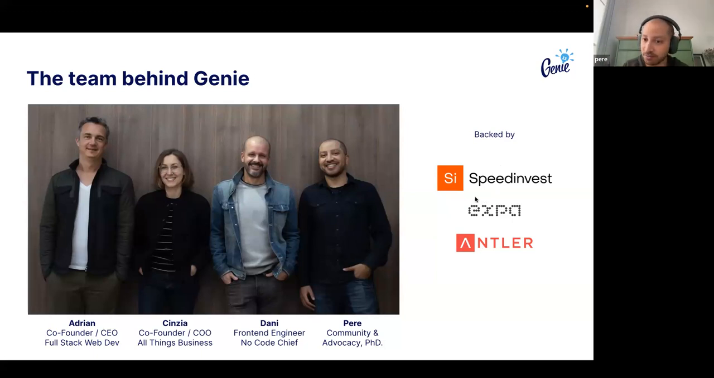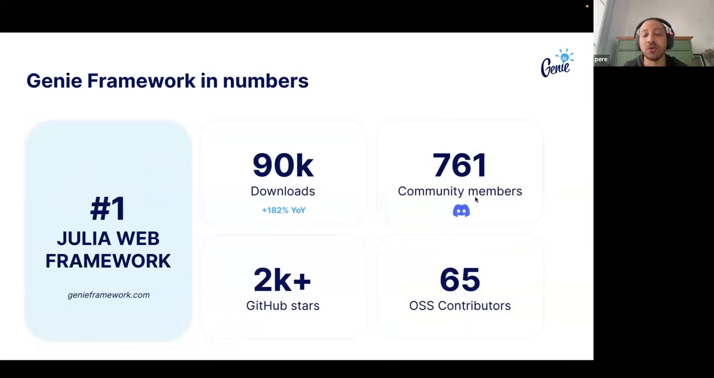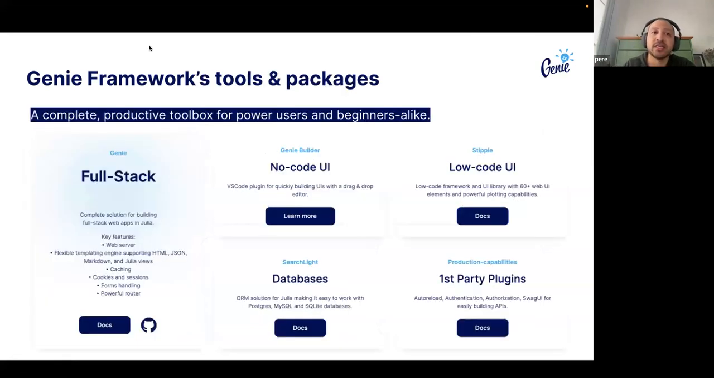So what does the Genie framework look like in numbers? Well, we have to say that it's the number one web framework in Julia. Of course, this space is not very crowded in Julia, but still, it's the most popular one. We have over 90K downloads. We also have a very sizable community on Discord with over 700 active members, over 2K stars on GitHub, and many open source contributors.